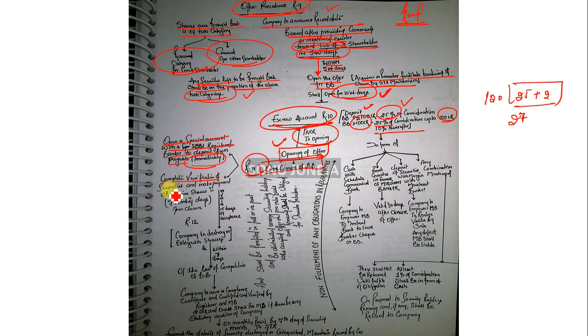Complete verification of security is required and make payment on realization of shares within 7 working days from closure. क्लोज होने के बाद 7 दिन के अंदर आपको पैसे मिल जाएंगे और 15 दिन के अंदर जहाँ से आपने एक्सेप्टेंस करा है, Regulation 12 says company to destroy the shares within 7 days of the last completion of buyback.